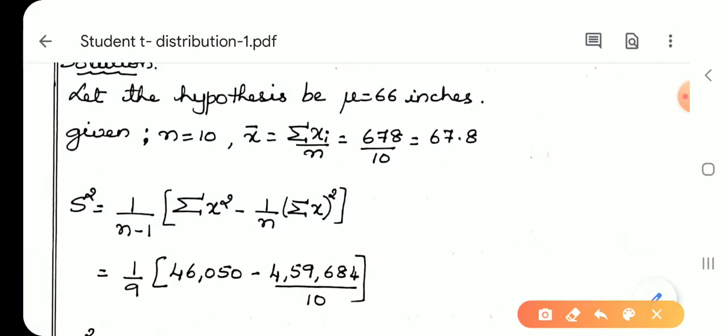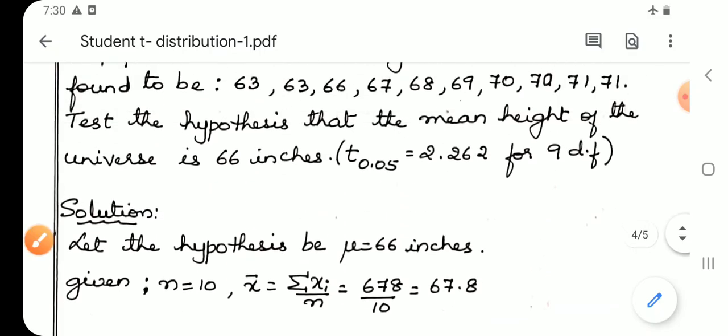For that we have the formula for s square. s square is equal to 1 by n minus 1 into sigma x square minus 1 by n into sigma x whole square. This is different, this is different. This is sigma x square, that is we have to find x square, means square each x, then add all of them together. Sigma x whole square means we have to add all the x's, then take the square of it. So 1 by n minus 1, 10 minus 1 is 9.